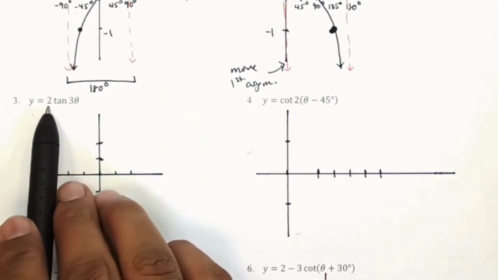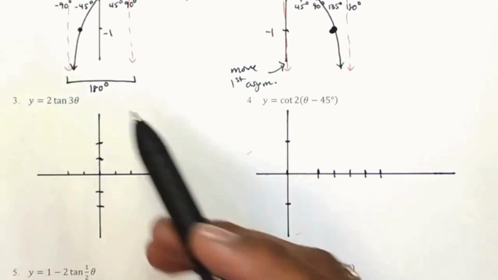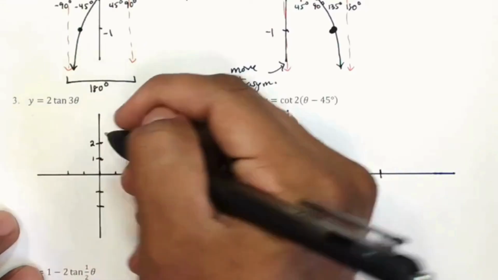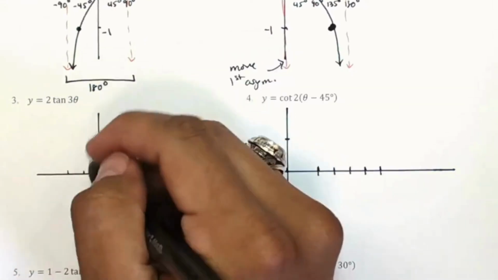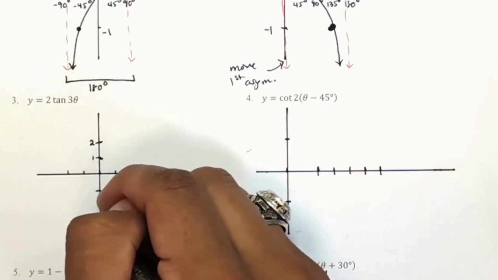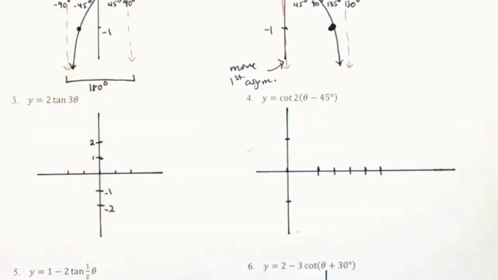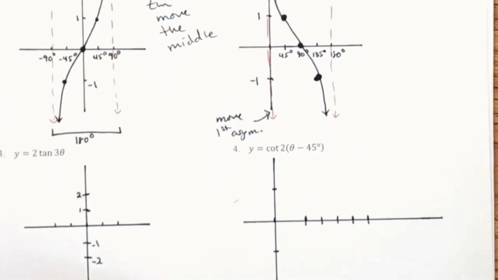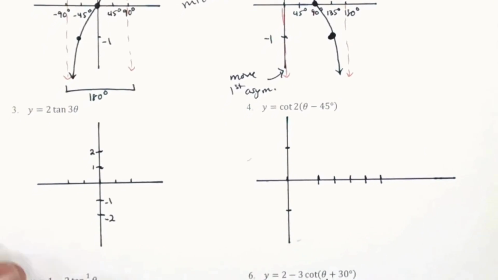So this 2 in front, you can think that it stretches it vertically. So we're going to move our graph from high 1 to high 2 here. And we're going to do the same thing here with -1 and -2. So we're stretching it vertically by 2. So this point that I used to have at 1 is now 2. And you can see that I changed my scale a little bit.